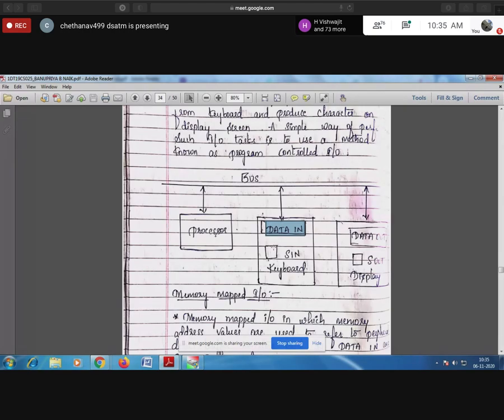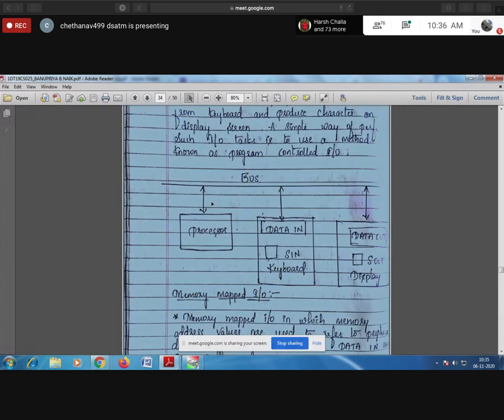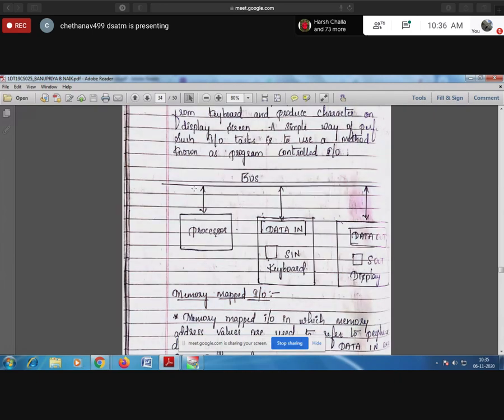In memory mapped, memory will also be incorporated between processor, input device, and output device. But in processor mapped, memory is not required, only between processor, input device, and output device, with the help of only registers. Which registers? Data in and data out. In memory mapped, you may use the space of memory.